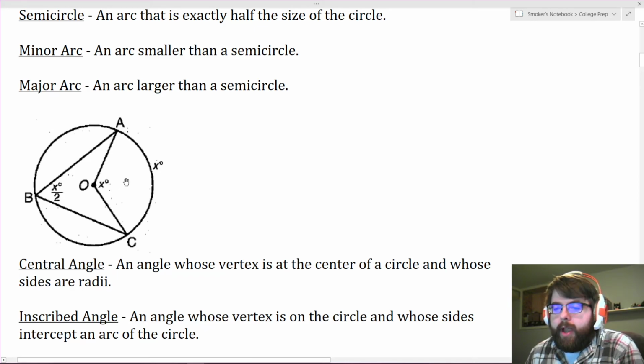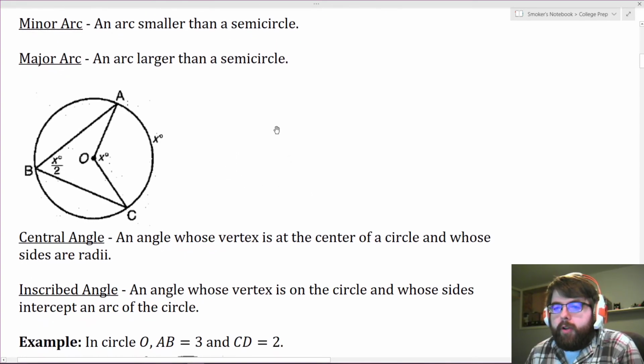An inscribed angle, on the other hand, would be an angle whose vertex is on the circle, and the legs of the angle intercept with the rest of the circle, just like you could see here. You'll notice that an inscribed angle like this, lined up with the legs meeting, is half the angle measure of the central angle.